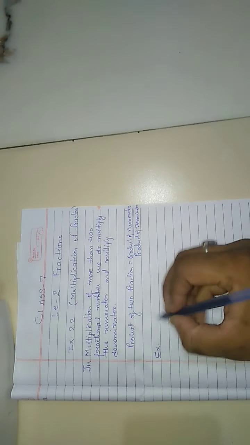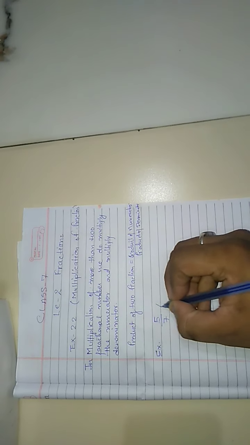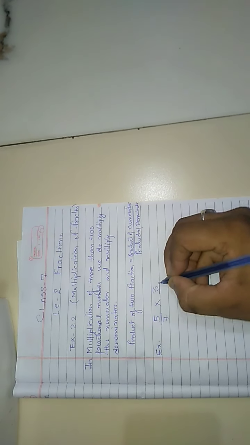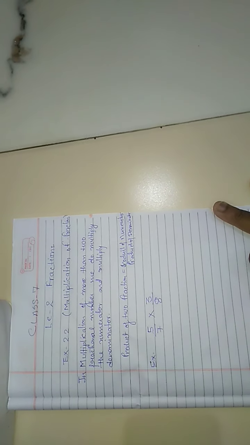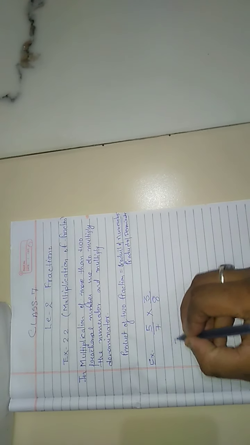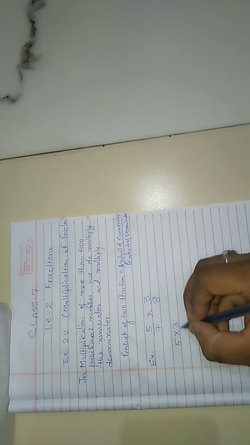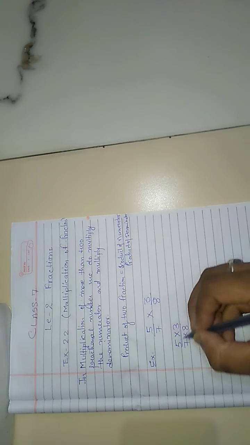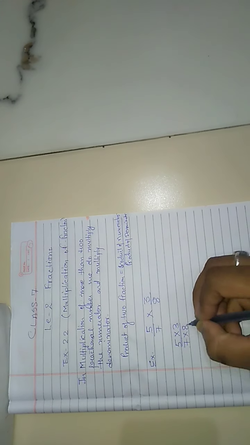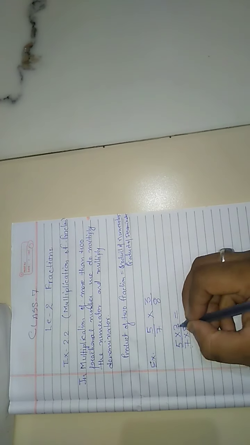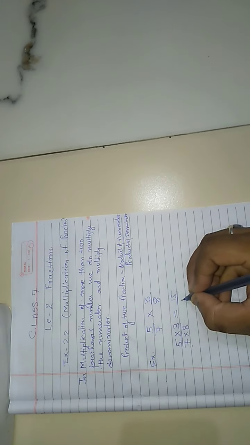When I give you the example, you will clearly get to know this. Example: 5 upon 7 multiplied by 3 upon 8. Okay, so for this, multiply 5 into 3 upon 7 into 8. Multiply the numerators upon multiply the denominators. So 5 3s are 15 upon 7 8s are 56.